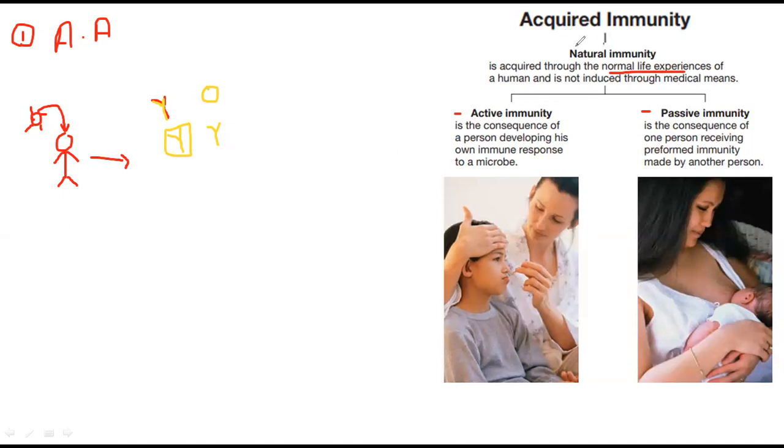The second example is passive immunity: acquired natural passive immunity. If I write natural passive immunity, it is just named like this, acquired natural passive immunity.